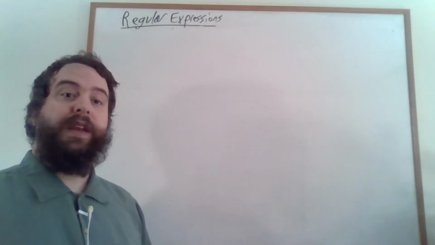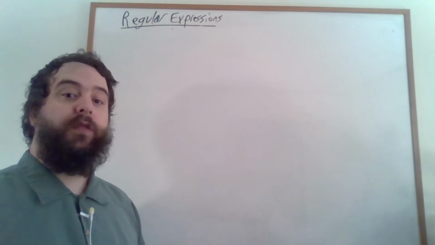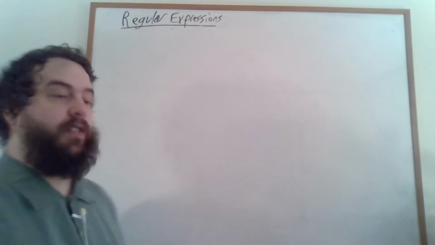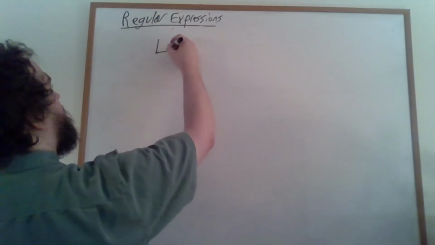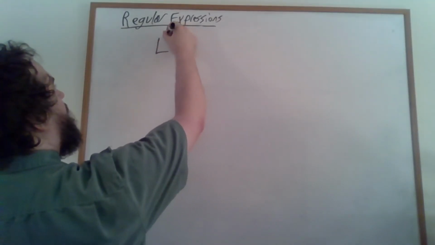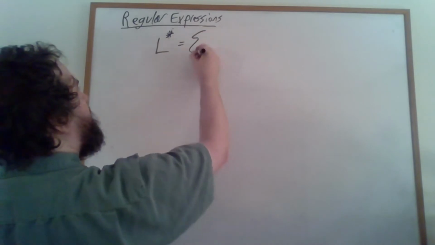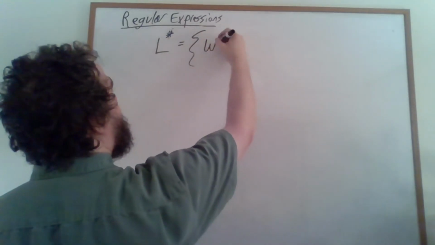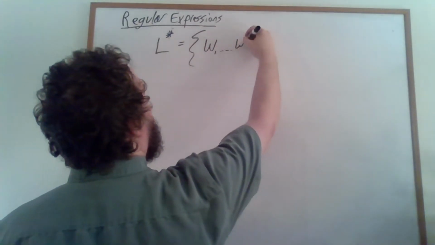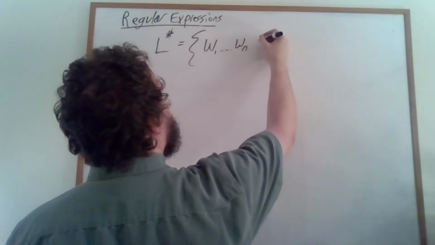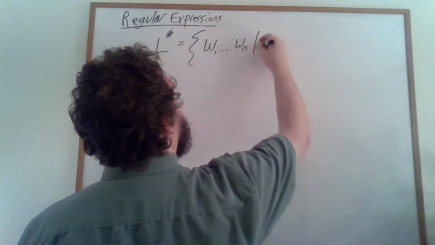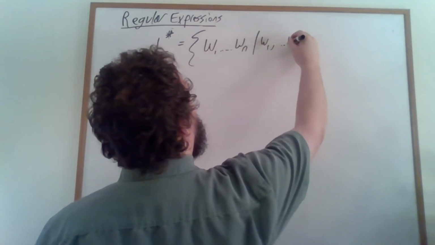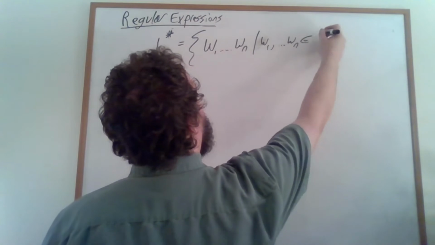Another operation that we can use to build new languages out of old languages is the Kleene star. So this operation here, if we have a particular language, L star represents the set of all concatenations of some finite number of words from that language.